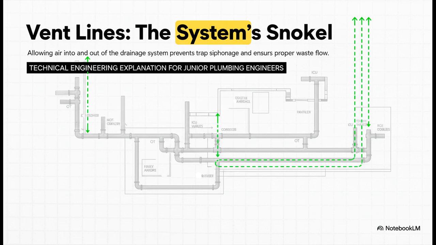Next up are the vent lines. Now, these are the unsung heroes of the plumbing world. It's easy to overlook them, but they're just as important as the drain pipes themselves. They're like a snorkel for your drainage system. They let air in, which equalizes the pressure. Without that, every flush would create a vacuum, and that's when things get ugly.